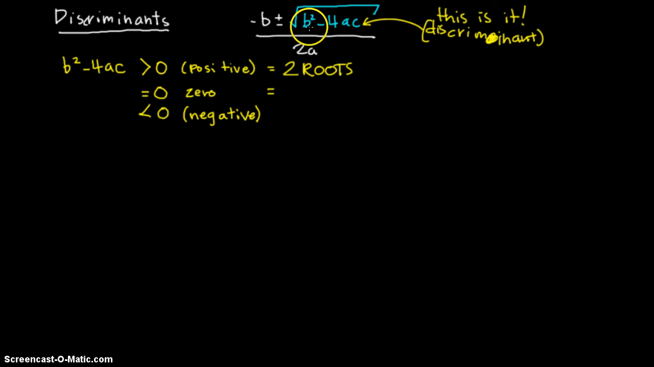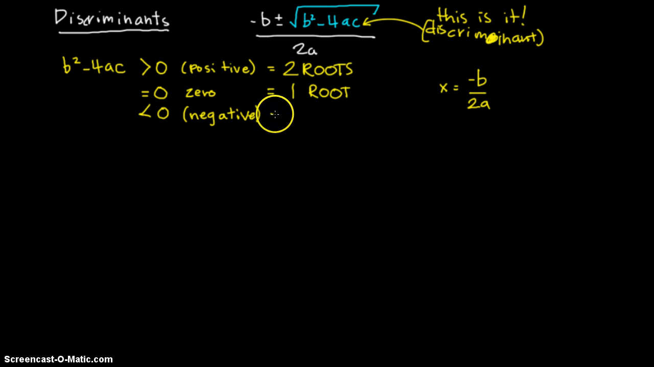Now what happens if this is 0? If this is equal to 0, you can see what will happen. My quadratic formula now is only minus b over 2a. There's no plus or minus anymore. It's plus or minus 0, so that part goes away, and I get x equals that. Well, that's not 2 different answers. That's only 1 root. That's really kind of interesting.